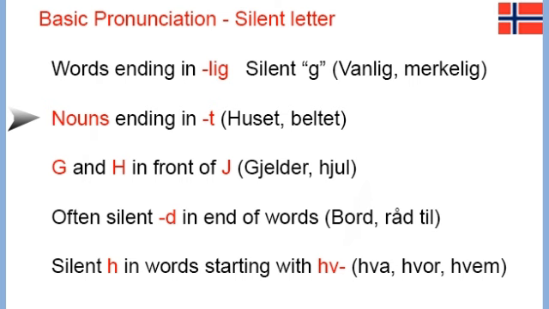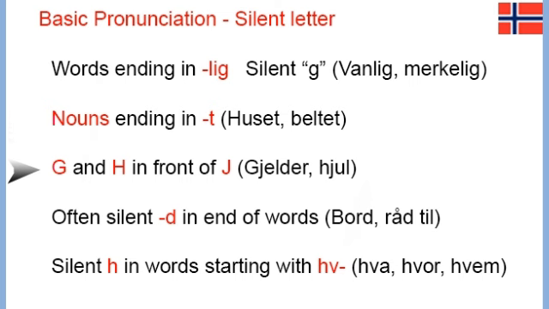Again, this is about nouns and it's not related to verbs. You might hear someone who speaks, particularly trying to be clear, saying these T's even in Norwegian, but just avoid that because it will sound weird and it will sound like a verb if you have a habit of pronouncing this T. So nouns ending in T in the definite form: huset, bålet.